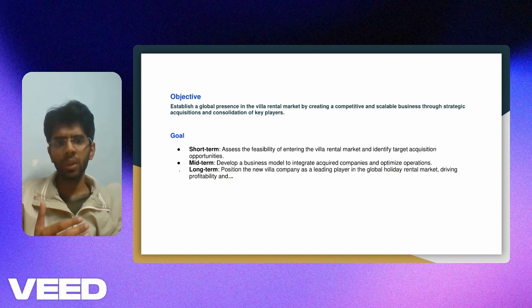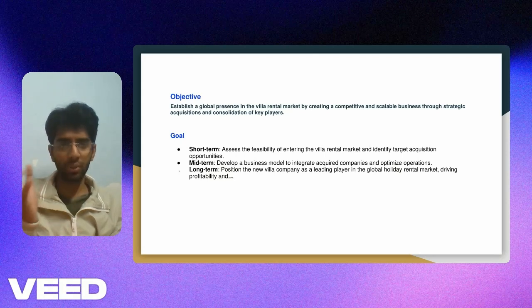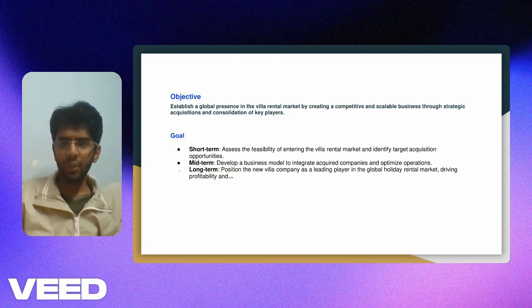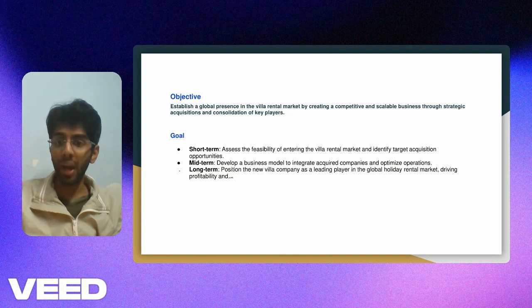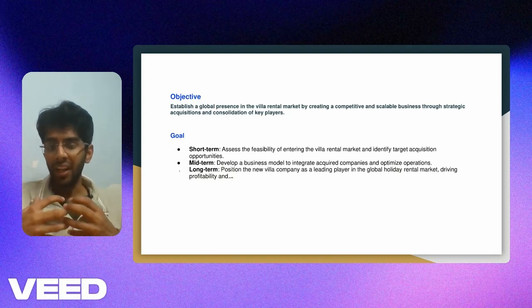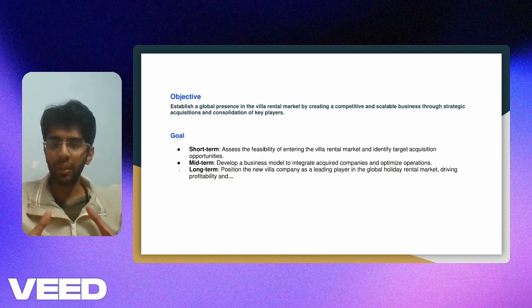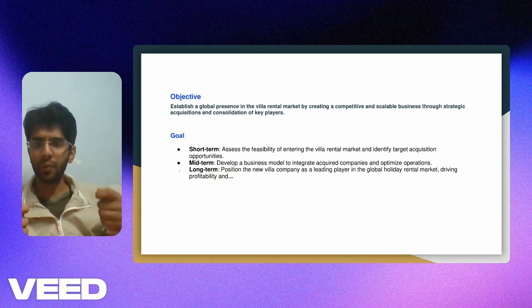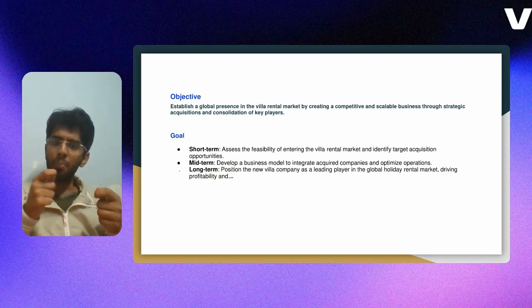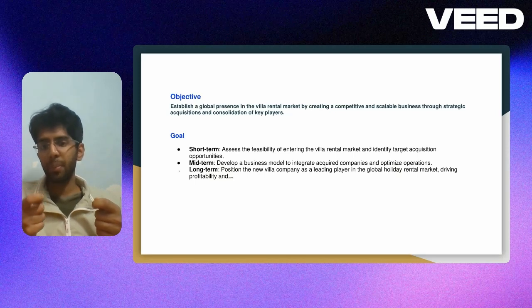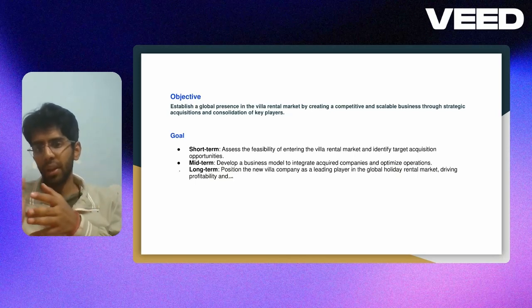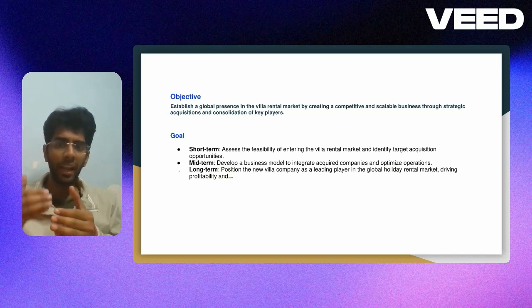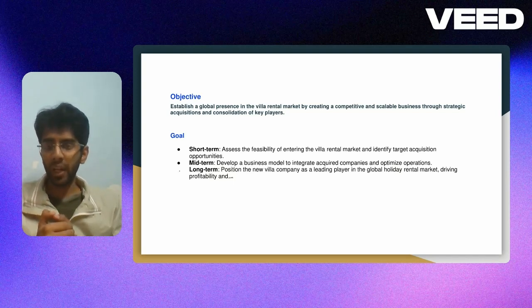The first is they need to assess the feasibility of entering the villa rental market and identify target acquisition opportunities. So very clear. The first thing they need to do is a feasibility test of how the market is operating, what the ground reality is, what the pulse on the ground is. And the studies should be very data driven, number driven, but also done with a very primary market research methodology, like talking directly with the villa owners.